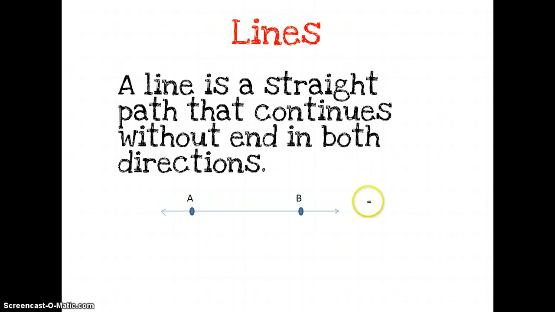Now, we can write this line 2 different ways. We can call it line, and to show it's a line, we put a little line with 2 arrows, one on each end, and we can write it as line AB. Or I can write it as line BA.